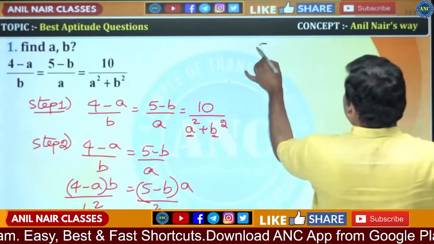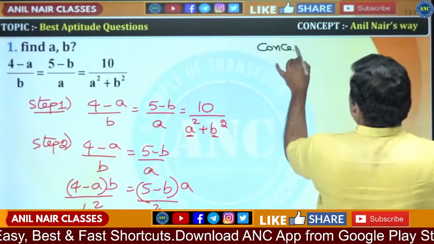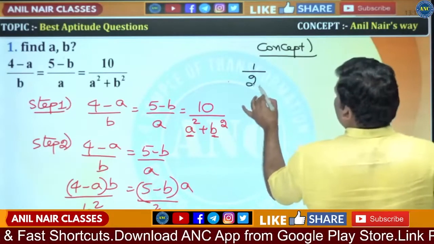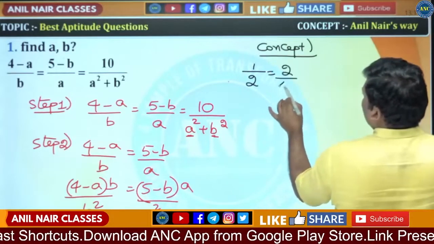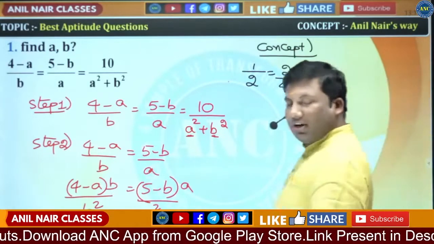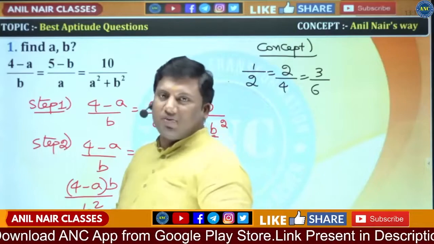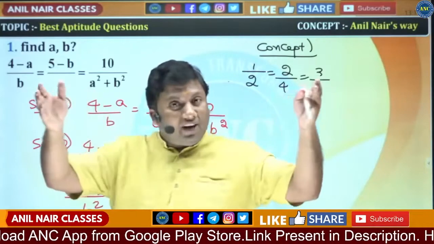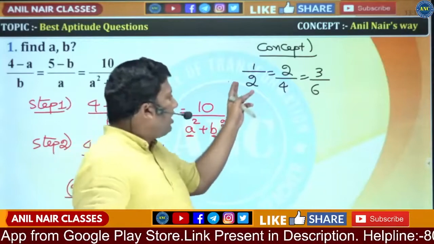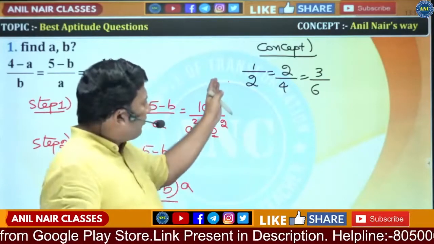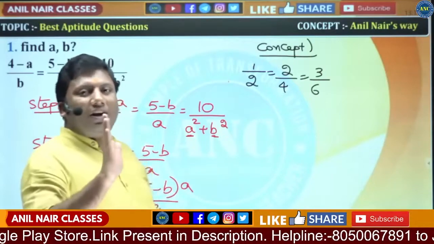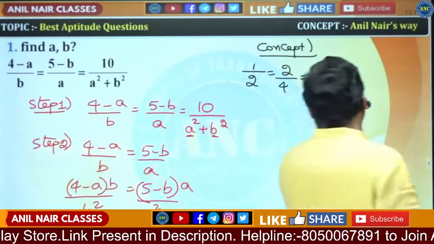Now concept. Listen carefully. Concept. 1/2 is equivalent to 2/4 is equivalent to 3/6. 2/4 it is 1/2, 3/6 it is 1/2. There are three different fractions. One fraction it is an optimized version, others are derived versions. There are three fractions where the value wise all are equal. 1/2 equivalent to 2/4 equivalent to 3/6.